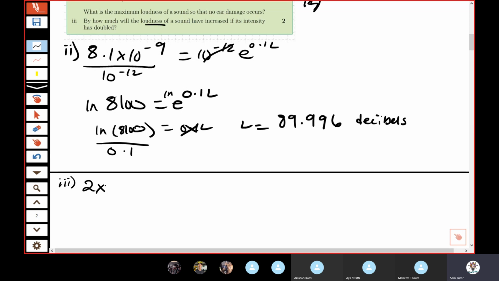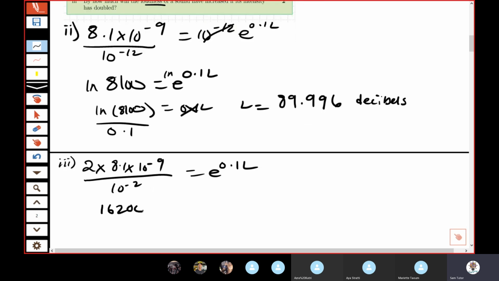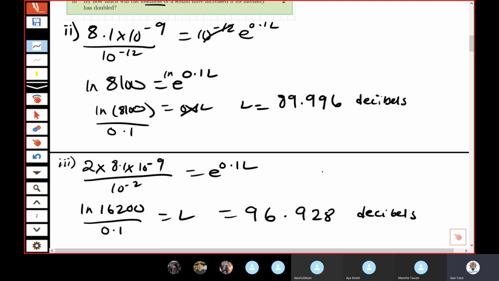2 times 8.1 times 10 to the power of negative 9 over 10 to the power of negative 12 equals e to the power of 0.1 L times it by 2 because it's doubled. That should give you exactly the same, but just times by 2. 8100 times by 2, 16,200. Then you would log both sides, and then you pretty much divide it by 0.1. So log answer divided by 0.1 is 96.928 decibels. But you didn't get a mark, because read it.